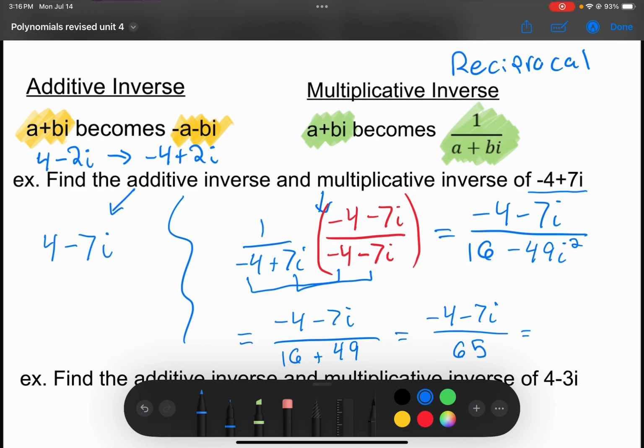And then we are going to separate that, so that is going to give us negative 4 over 65 minus 7i over 65, and I don't think that either of these fractions reduce, so that would be our final answer.